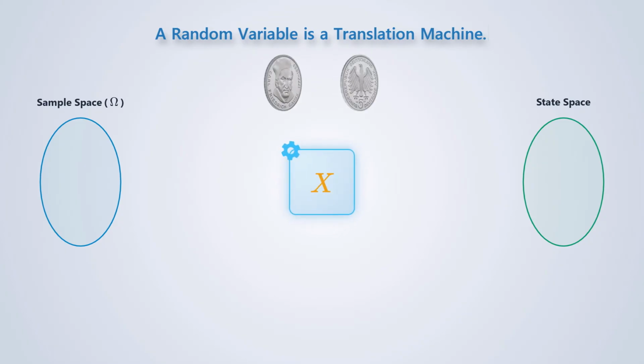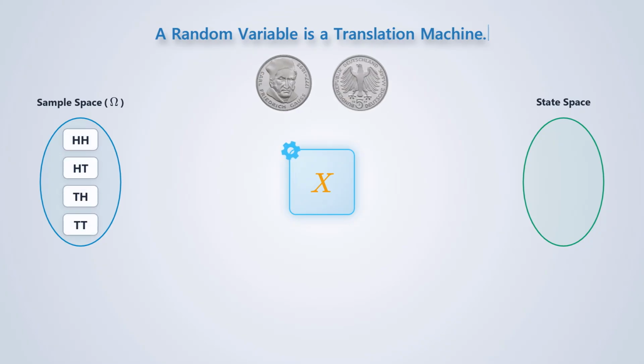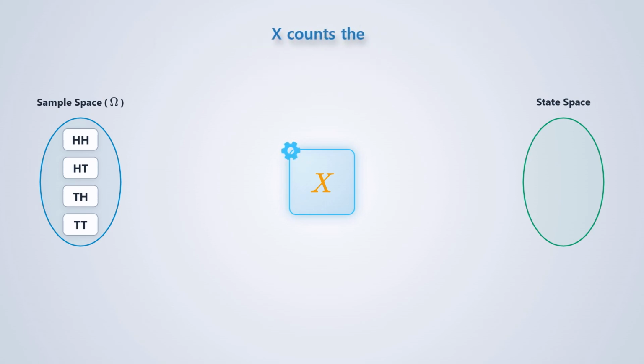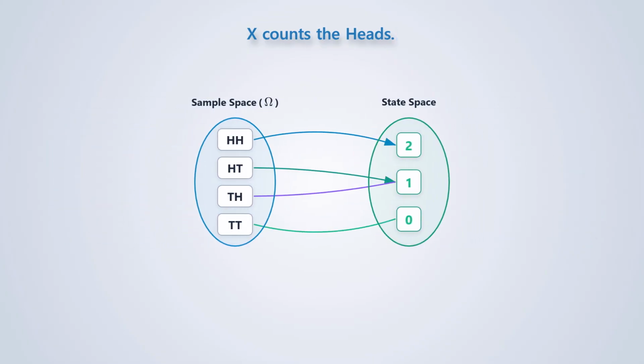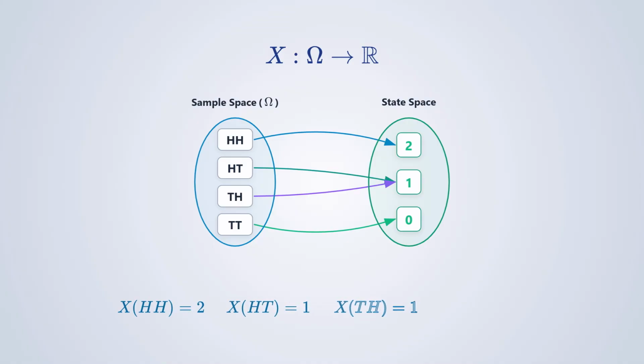Flip two coins. Two coins give four outcomes: heads, heads, heads, tails, tails, heads, tails, tails. Let X count the heads. Watch each outcome feed in, one at a time: 2, 1, 1, and 0. One number each. One arrow out of every outcome. Never two, never none. In symbols, X from omega to the reals. Heads, heads to 2, each mixed outcome to 1, tails, tails to 0.